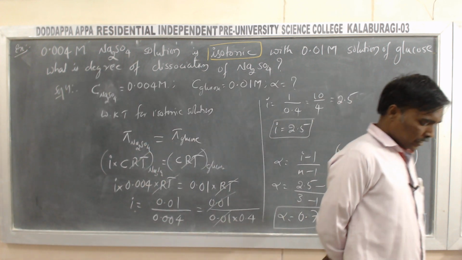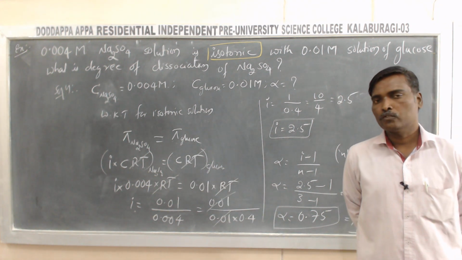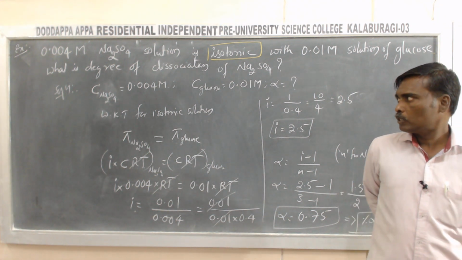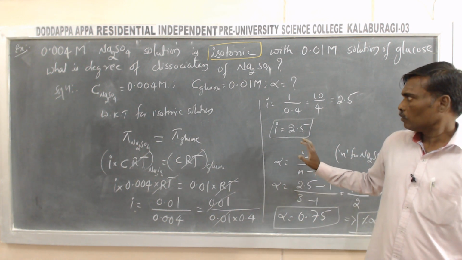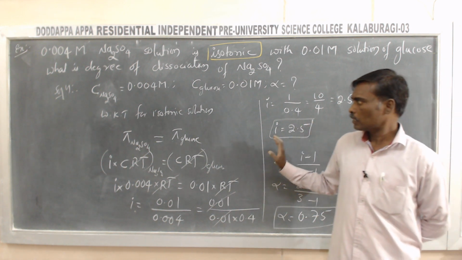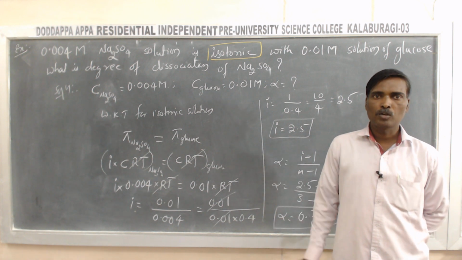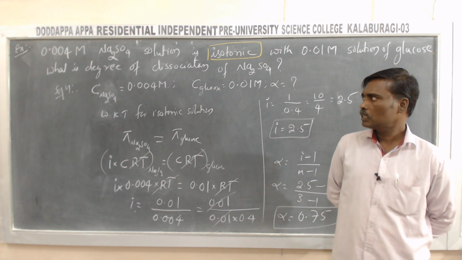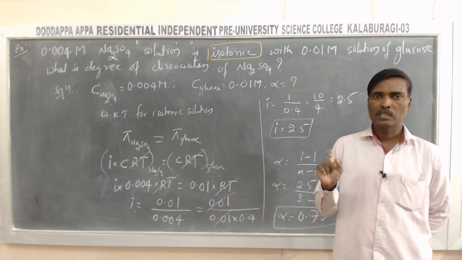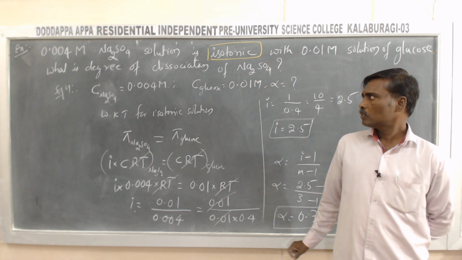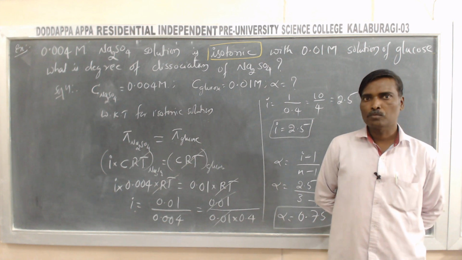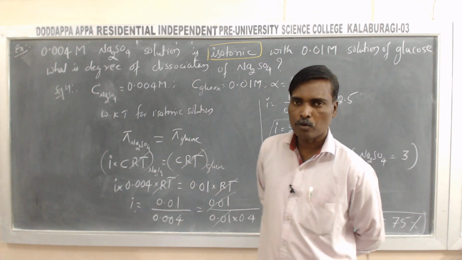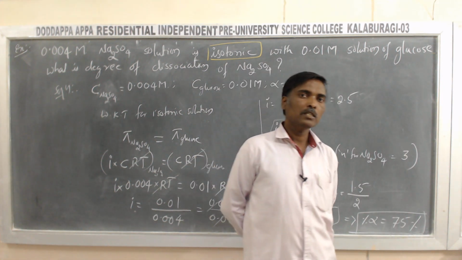In this chapter, students, practice more problems, because in the annual exam they ask problems for 3 marks. For 2 marks or 1 mark, they may ask some laws and formulas. There also sometimes they ask only problems. So practice the problems given in the NCERT textbook.